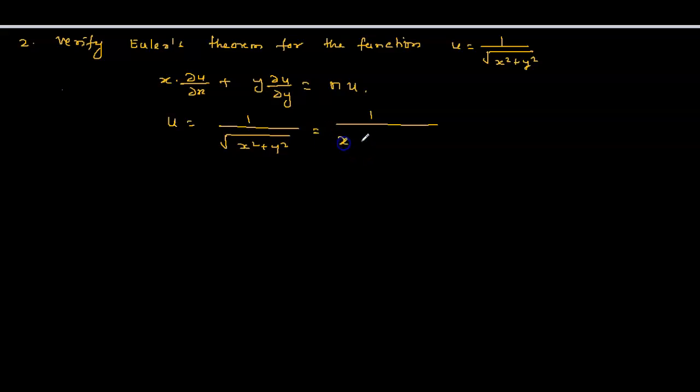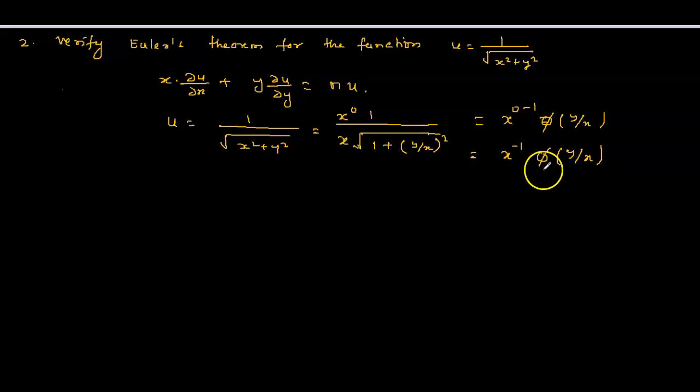This one I can take outside, so x is common. x square goes outside, so it becomes only x, times 1 plus a function of y by x. So we can write this as x to the power of 0 minus 1, into phi of y by x, which is x to the power of minus 1 phi of y by x. This is the Euler form, showing this is a homogeneous function where n is equal to minus 1.